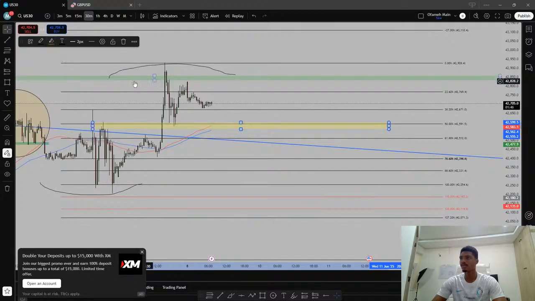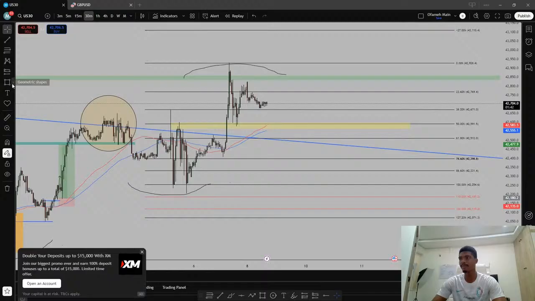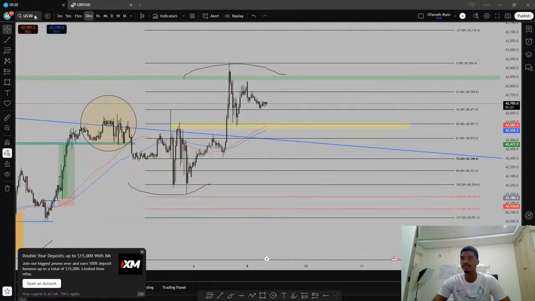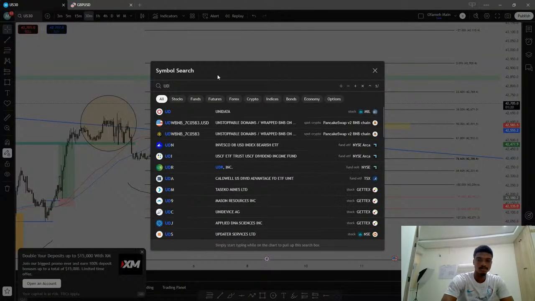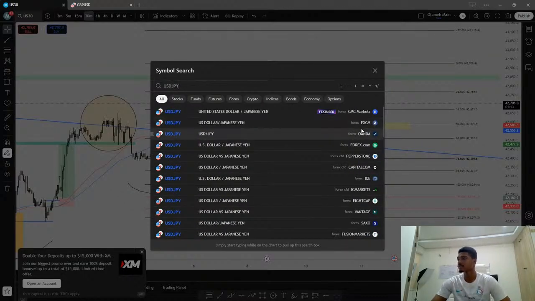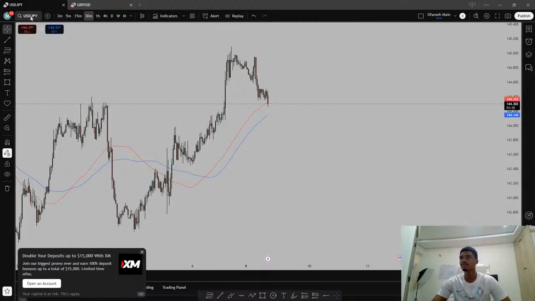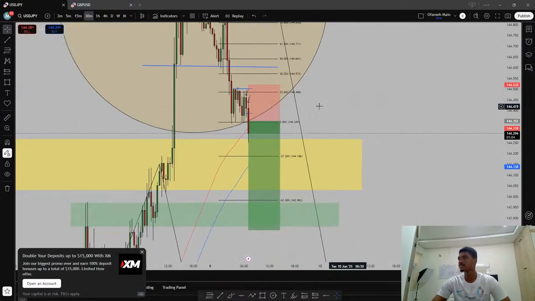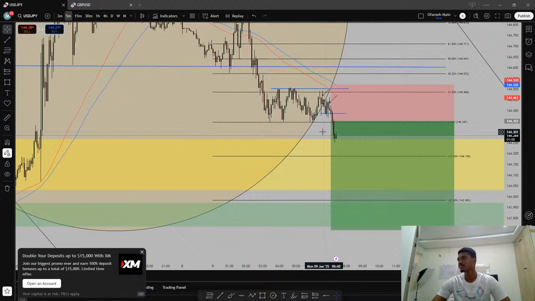Sorry, let me make this yellow. So more shots on US 30 though, and we could see a buy. Okay, but overall we are still bullish on US 30. So guys, we are just sitting on our hands and we are waiting. Let's check out USDJPY. Okay, not bad.